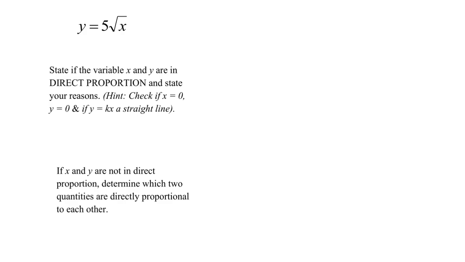So I will have to substitute x into this equation. So 5 times the square root of 0, and it does give me 0. So this graph passes through the origin. But is it really a straight line graph? Then, let's do the sketch.